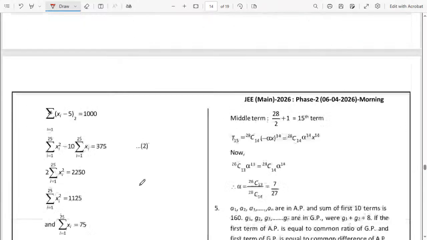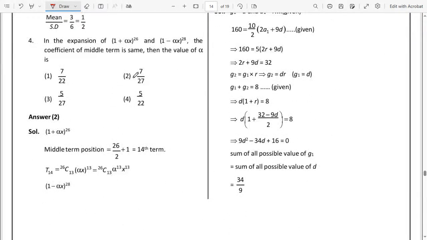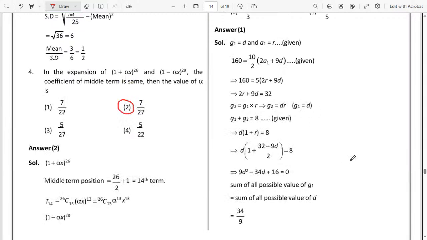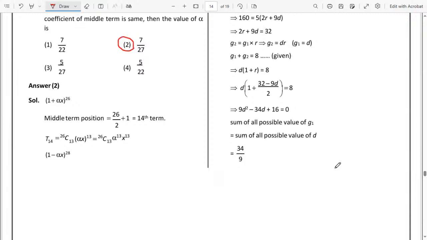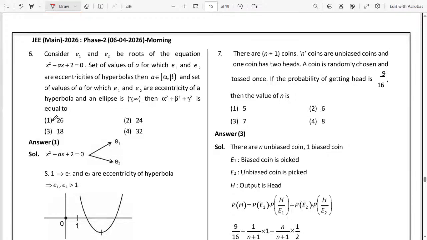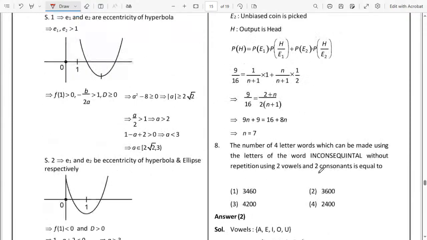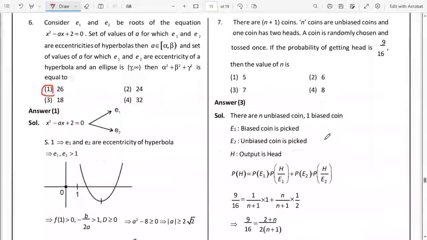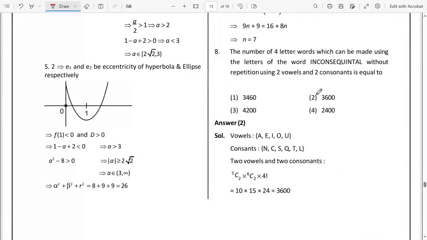Next, dear students, please go through the detailed solutions. Next, question number 4, option 2. Next, question number 5, option 1. Question number 6, option 1 is correct option, students. Next, question number 7, option 3. Question number 8, option 2.